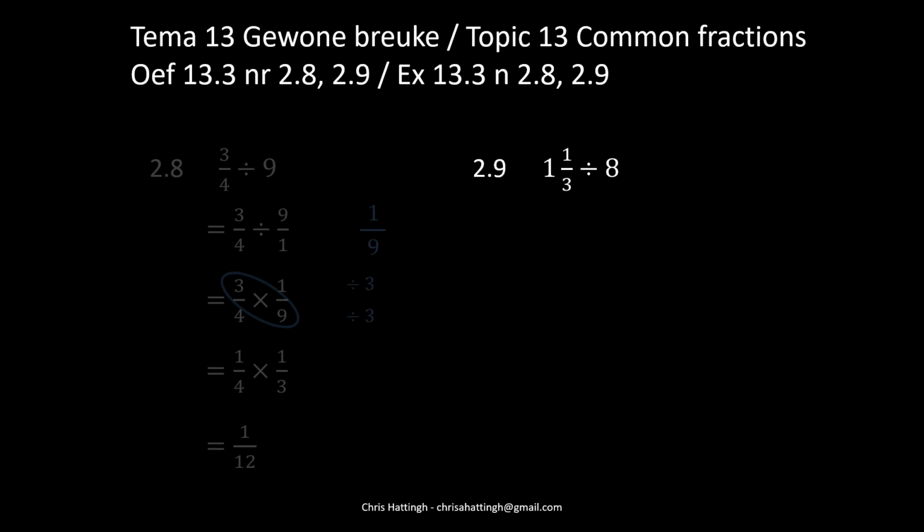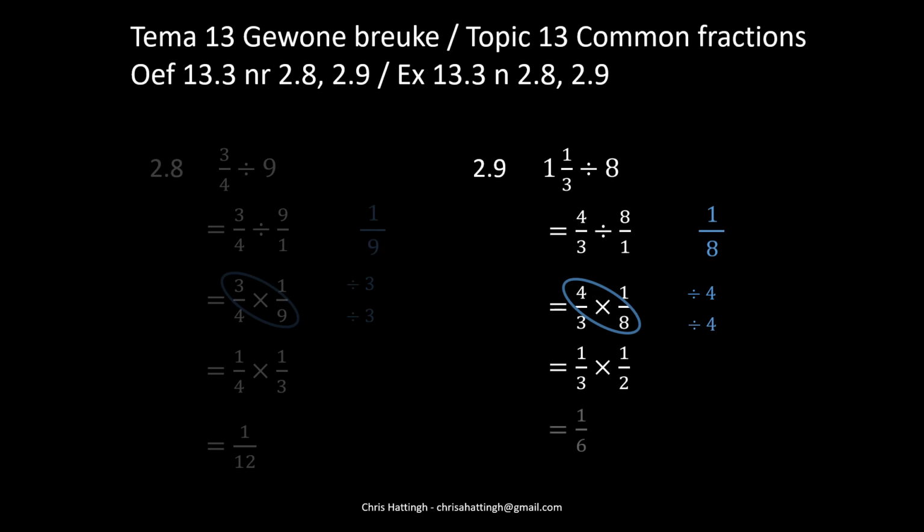Number 9. Get rid of the mixed number. So that will be 4 over 3 divided by 8 over 1. You're not going to divide by 8 over 1. You're going to use the inverse, and then you're going to multiply by 1 over 8. The 4 and the 8 can simplify by dividing both by 4. So now you sit with 1 over 3 times 1 over 2, and that gives you 1 over 6.